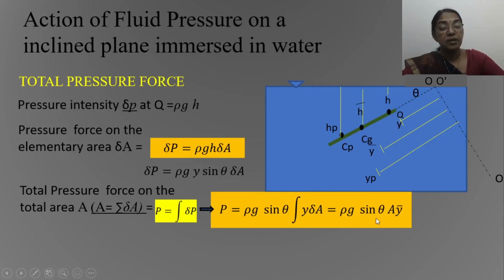Now what is this Y bar sin theta? Y bar sin theta means it is H bar. So this expression is rewritten as P equals rho G into A into H bar. The expression for total pressure for a horizontal plane, a vertical plane and an inclined plane immersed in a static mass of fluid is the same: P equals rho G into A into H bar.